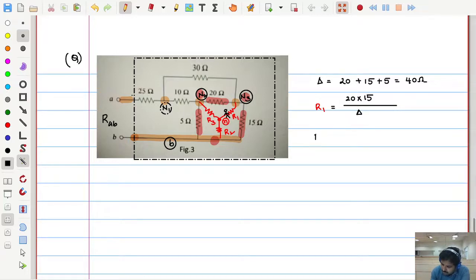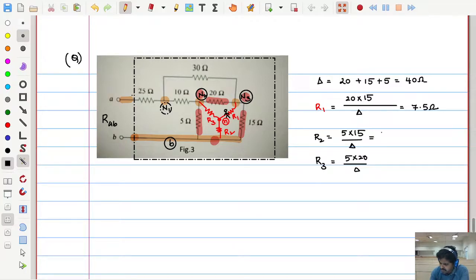What about R2? R2, where 15 is into R2? 15 into 5 by delta. What about R3? 5 into 20 divided by delta. How much are these values? So this is divided by 40, means 7.5, is it? Is it 7.5? Am I correct? So 20 by 40, so 1 by 2 is left, 7.5.